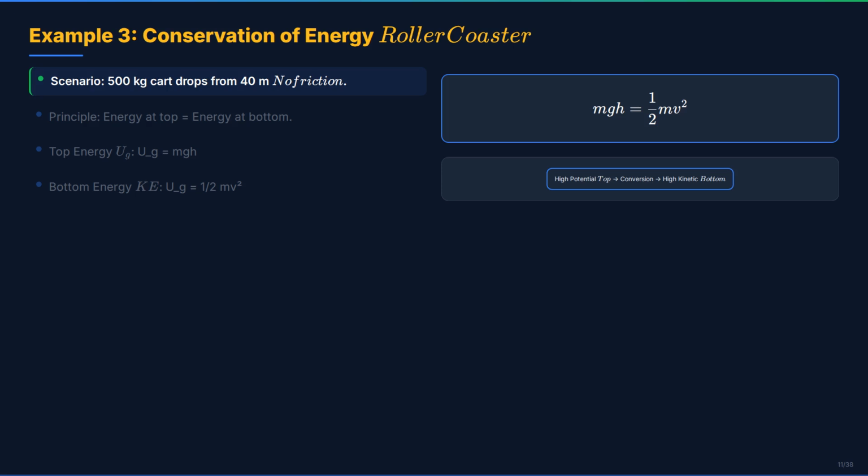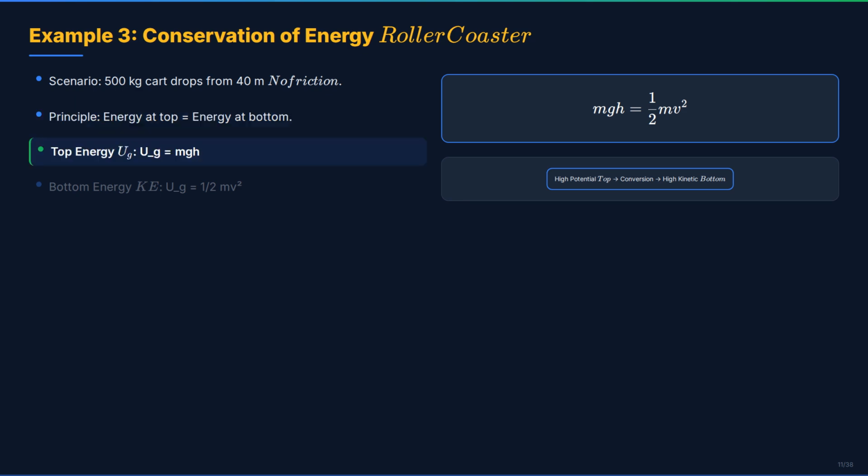This is the classic example. At the top, all the energy is potential energy, U_g. At the bottom, all that potential energy has been converted into kinetic energy, K_i. We set the zero point, h equals 0, at the bottom, so the entire initial energy is U_g. We calculate U_g: 500 kilograms times 9.8 meters per second squared times 40 m. That's a lot of energy.